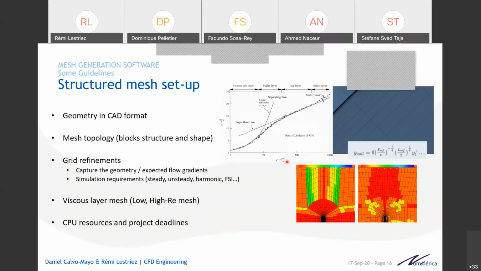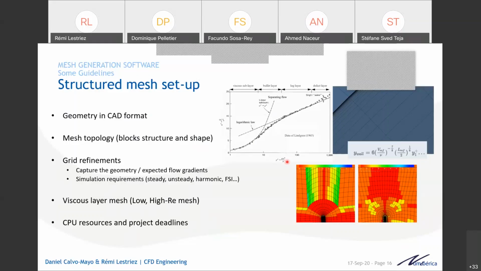So in this slide, I try to summarize all that comes up when you do a structured mesh. Well, first you have the geometry in CAD format, and you have to be very careful with the geometry and how it comes. If it needs some cleaning, it usually needs to be very clean. And then, unless it's automated, you have to define a mesh topology, which is the block structure and the shape of the blocks inside your volume. Then you will work with grid refinement in order to capture all the needed geometry, and where you expect to have some flow gradients. It will also depend on the simulation requirements: if you do steady, unsteady, harmonic, FSI.